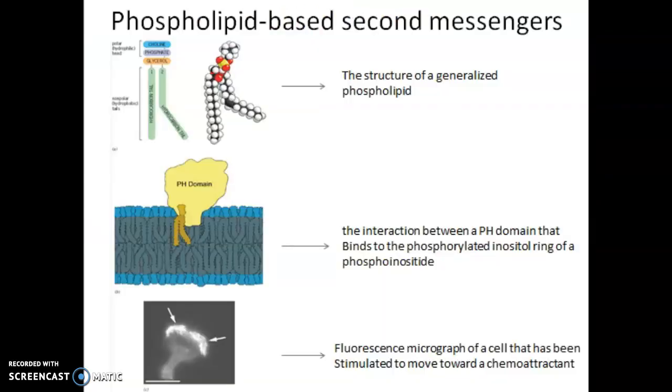While talking about phospholipid-based second messengers, here we can see the structure of a generalized phospholipid. Phospholipids are subject to attack by four types of phospholipases that cleave the molecule at the indicated sites. Of these enzymes, we'll focus on PLC, which splits the phosphorylated head group from the diacylglycerol.